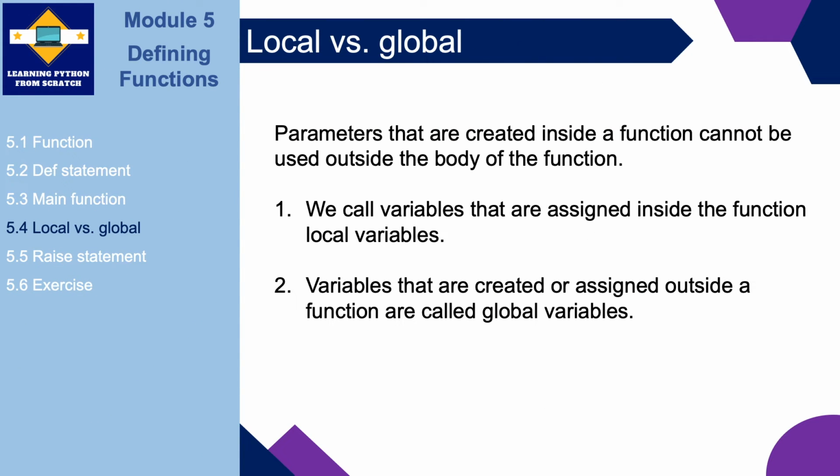Parameters that are created inside a function cannot be used outside the body of the function. Even if a new value is assigned to a variable that exists outside the function, the variable will keep its original value when it is called outside the function. New value can only be used inside the body of the function. We call variables that are assigned inside the function local variables. Variables that are created or assigned outside a function are called global variables.